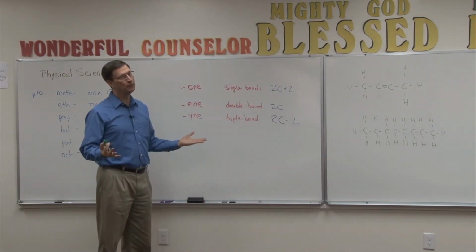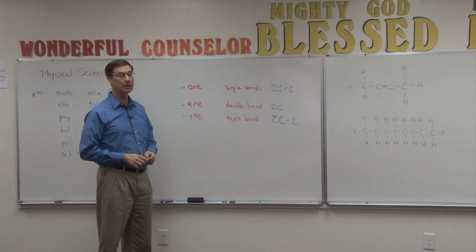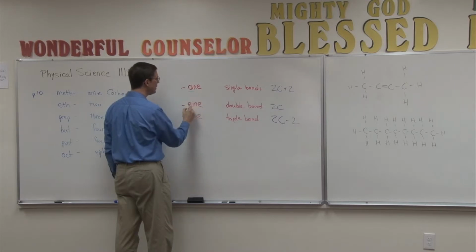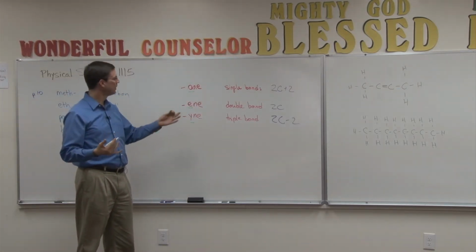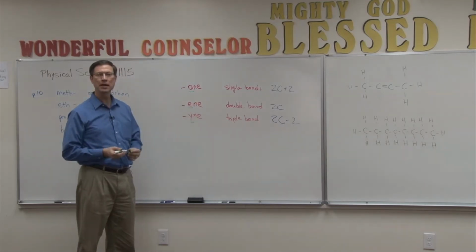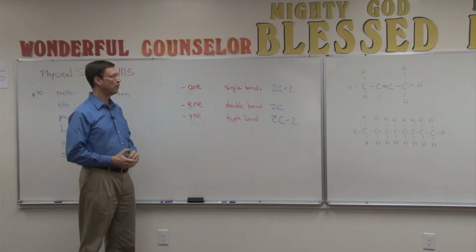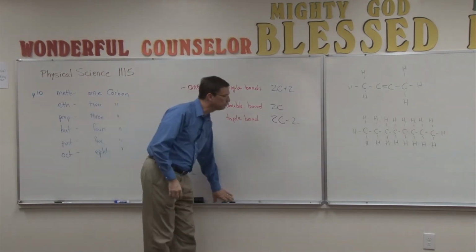You know your alphabet, so you know the order of the letters and the vowels in the alphabet. A comes before E, E comes before Y. A, E, Y. A, one bond; E comes second, double bond; the Y comes last, that's the only one, 3, triple bond. Pretty easy. Now let me show you one more thing that's really important.